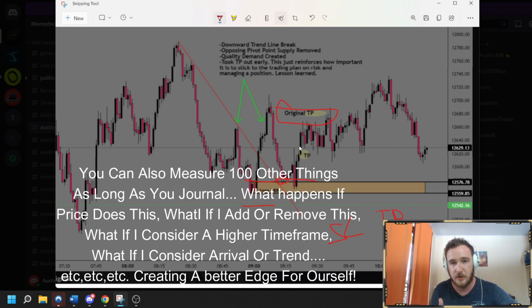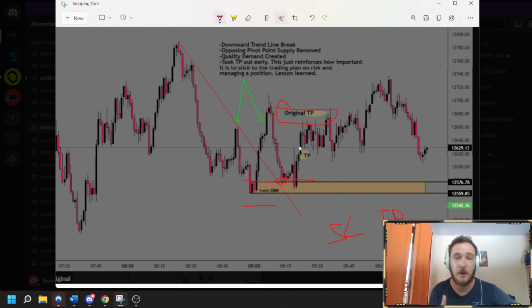So this is why journaling your trades is so important, so you can fall back and look at all the trades you have taken over the last month, 6 months, over the last year to get a better edge for yourself. This is why journaling is so important, because if people in my group come to me and they're like, hey, I'm not finding results.